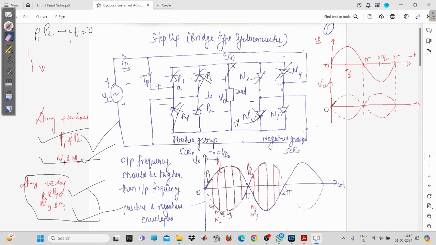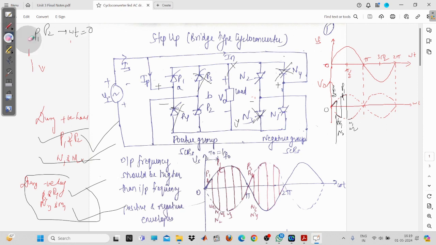So when you are giving a gate pulse to N1 and N2, you will see it in this fashion. During this period, P1, P2 will operate, and during this period, N1, N2 will operate. Now similarly, again at this point, you will forcefully commutate. Again, this will follow the positive envelope because P1 and P2 will come into action. Now again, this is P1 and P2. Fine. And this is N1 and N2. So at this point, you can see this is omega t1.